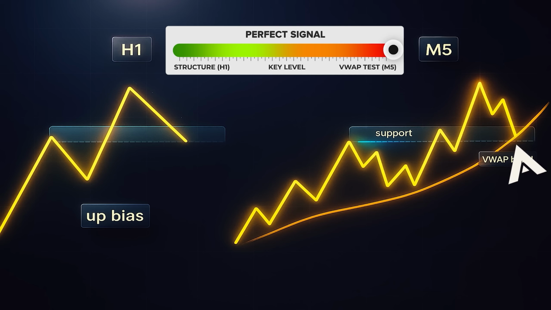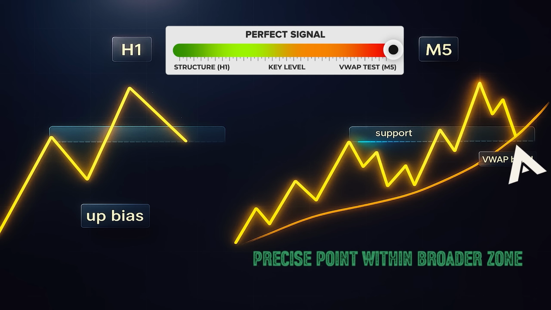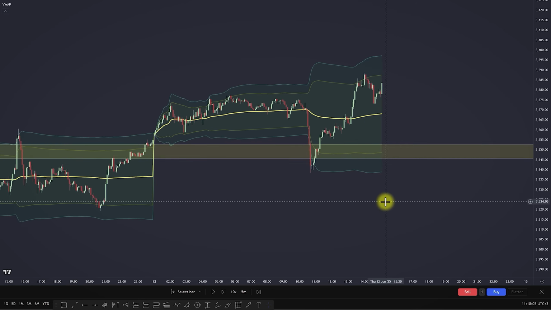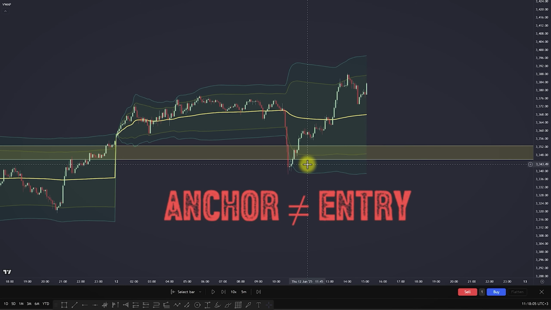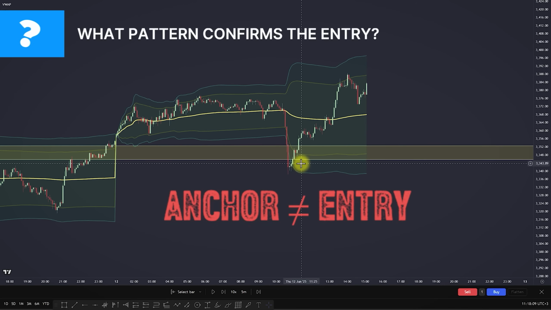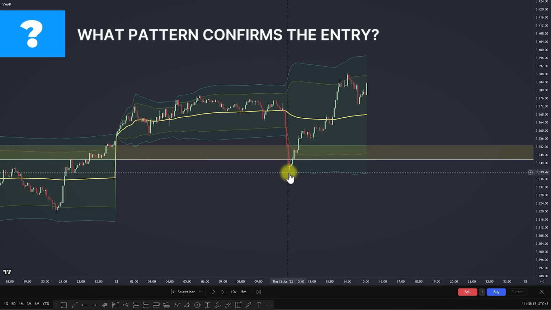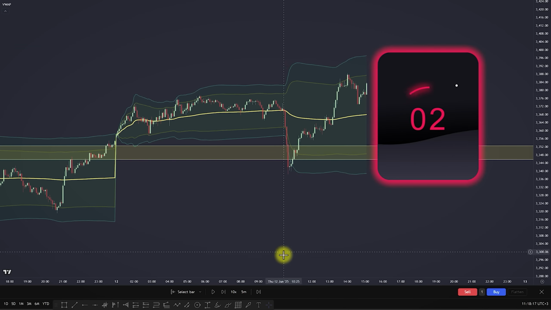This VWAP test is the anchor for our entire trade idea. It's the precise point of interest within our broader zone. But remember, this VWAP test is the anchor, but it's not the entry signal. The signal is a specific candle pattern that confirms buyers are actually stepping in right here, and I'll show you exactly what that looks like in just a moment.